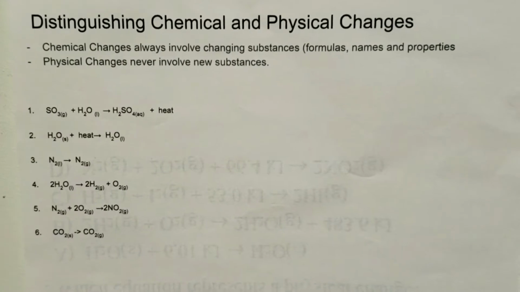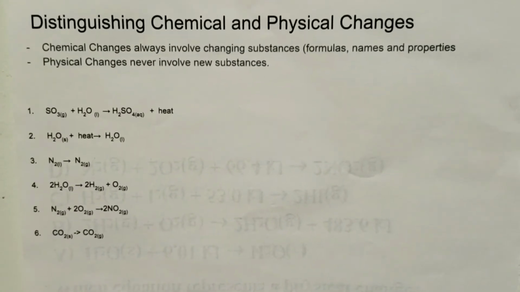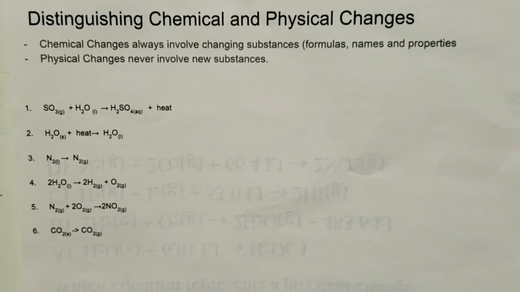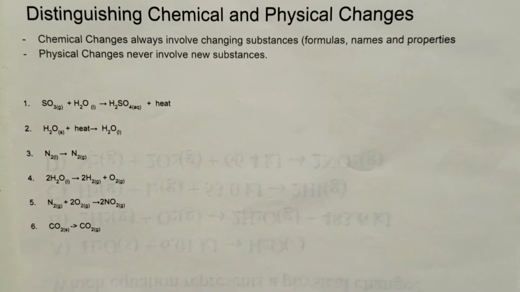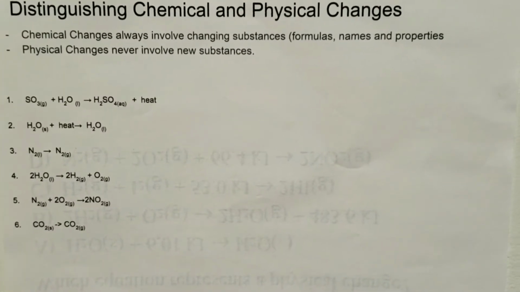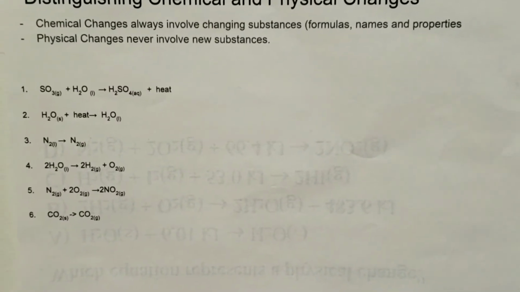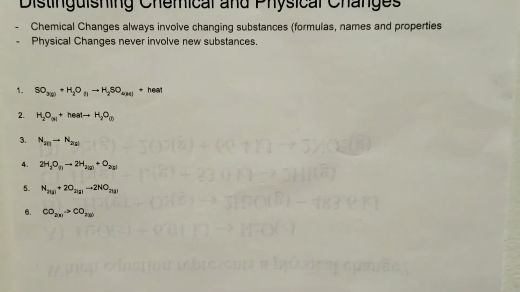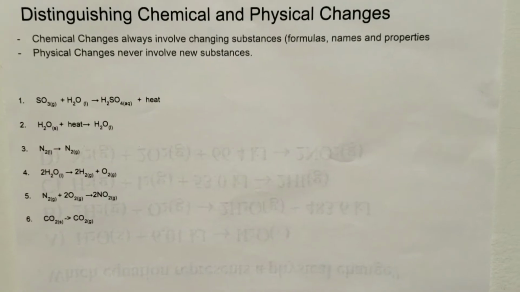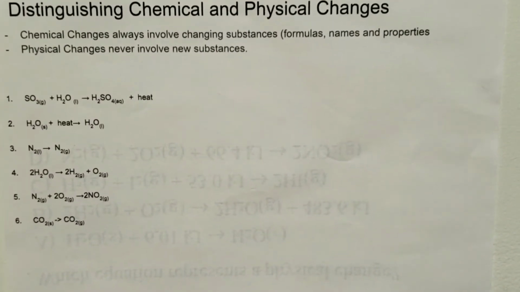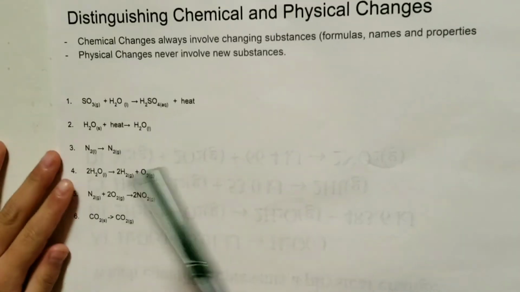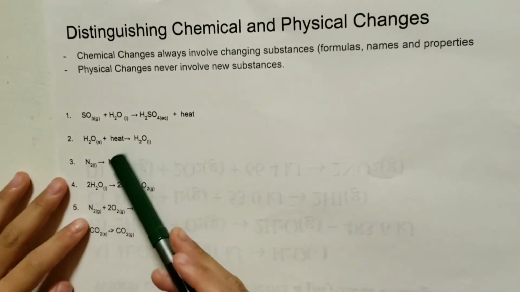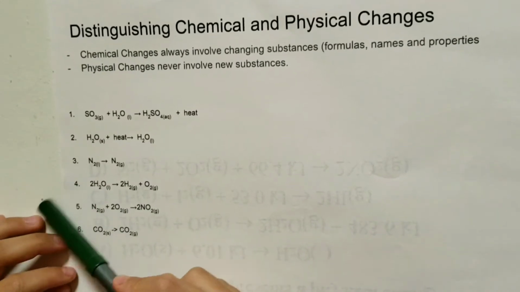Hi, class. Now I'm going to teach you how to tell a chemical change from a physical change. The first thing you need to know about a chemical change is that the formula will always change. The second thing you need to know is that for physical changes, the formulas never change. Now that we know what chemical and physical changes are, we're going to identify them.